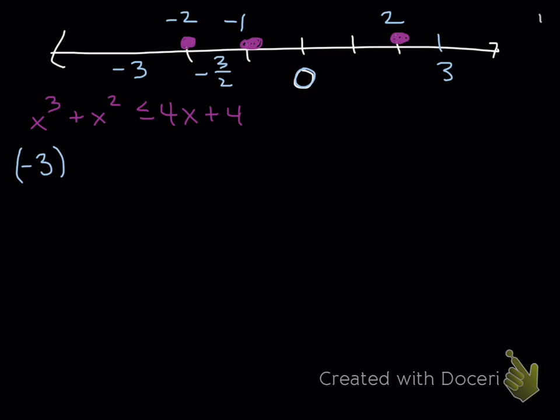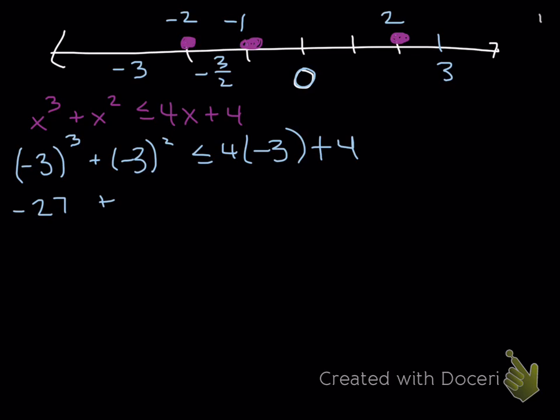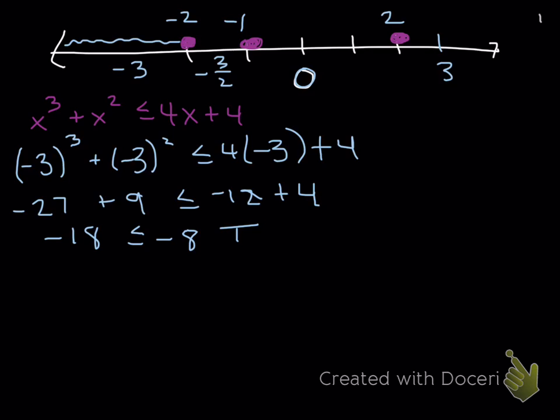So here I have negative 3 cubed plus a negative 3 squared, and I'm trying to determine if this is less than or equal to 4 times negative 3 plus 4. So negative 3 cubed is a negative 27 plus 9. And over here I have negative 12 plus 4. So this will be negative 18 less than or equal to negative 8. So I know that that is a true statement. So I'm definitely going to be shading up until the negative 2.